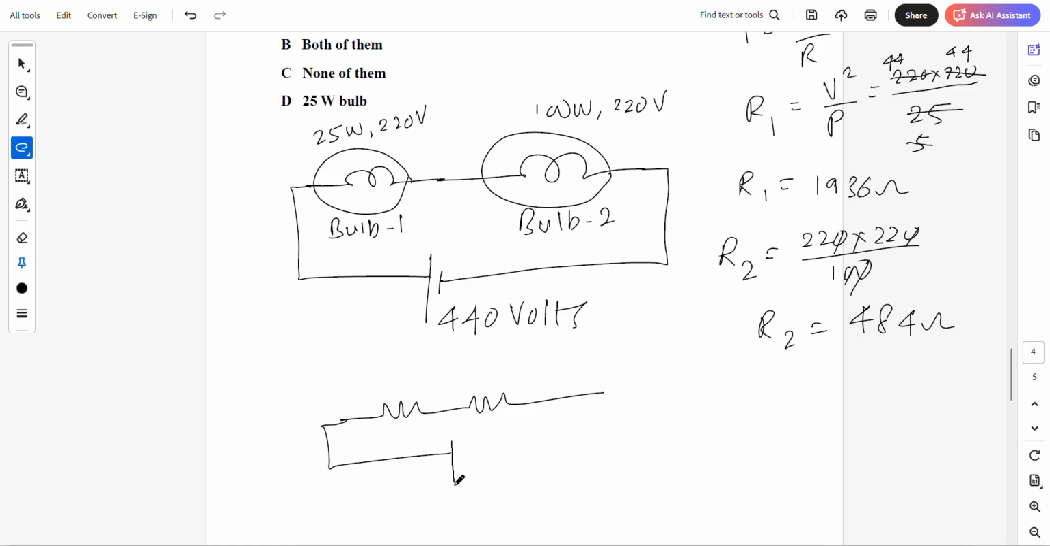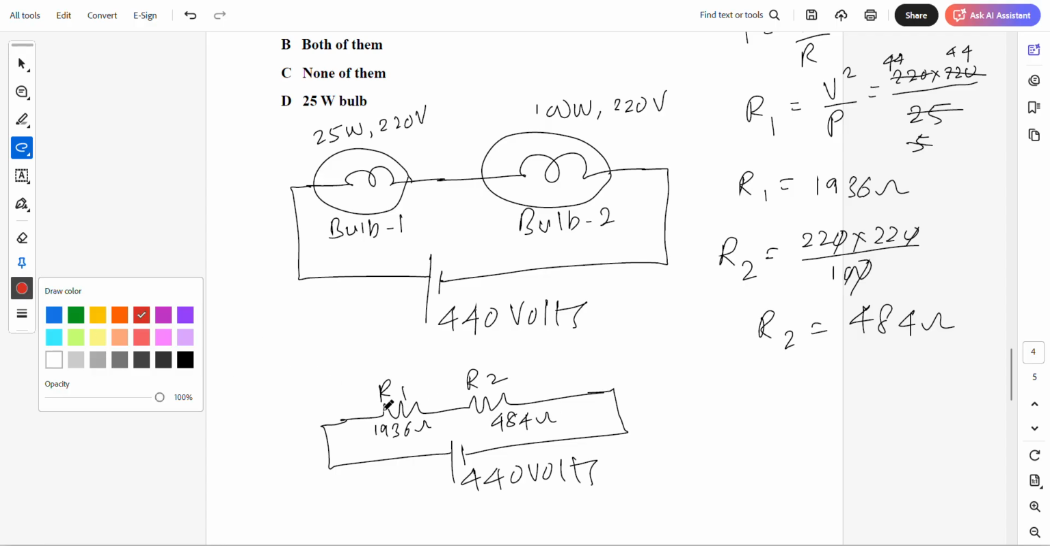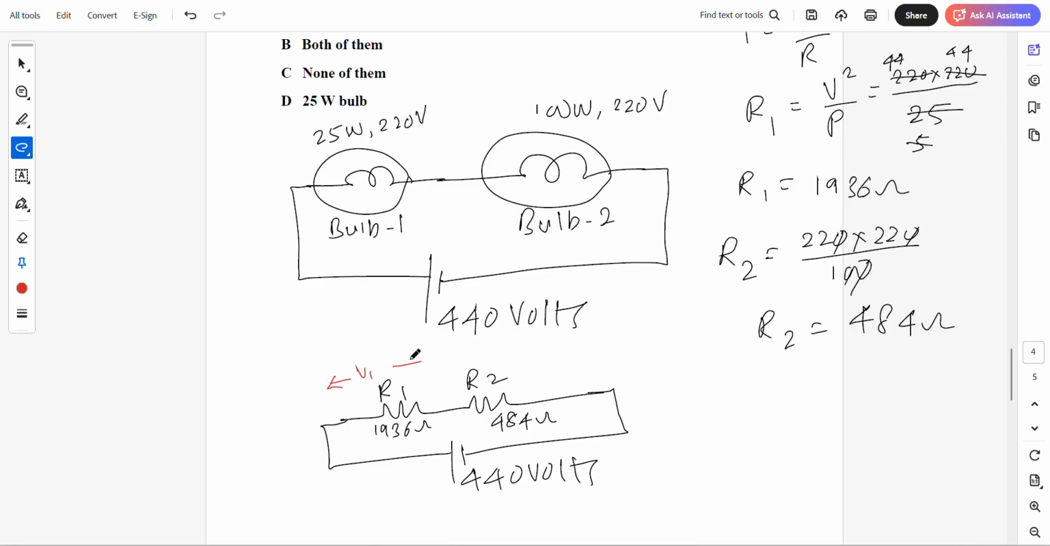Now this is the total voltage, 440 volts. This is R1 and this is R2. What is the value of R1? 1936 ohm, and this is 484 ohm. Now you can calculate the value of the voltage here. How much is V1? You have to calculate V1 and V2.